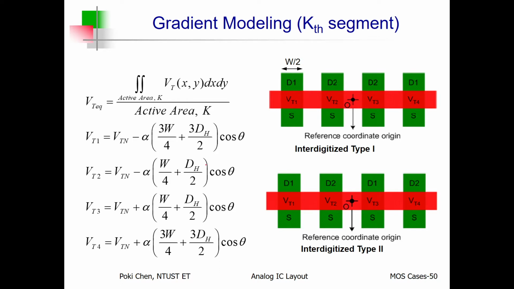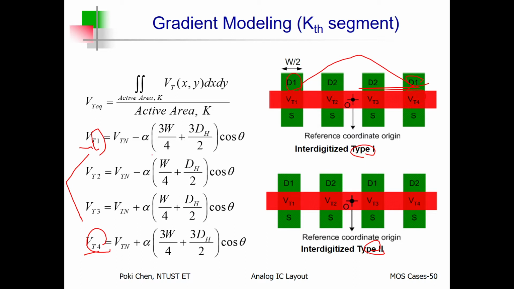Okay, to make it better, as I mentioned, we have one-dimensional interdigitized type 1 and type 2. For type 1, you will see D1 and D1. It means for M1, it has the first and the first. So it has VT1 and VT4 connected in parallel, so you can sum VT1 and VT4 up to get the total value for M1.